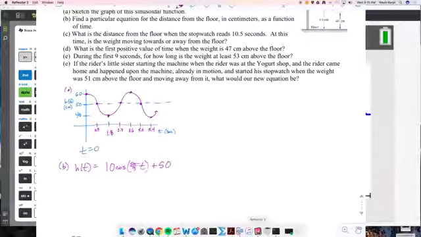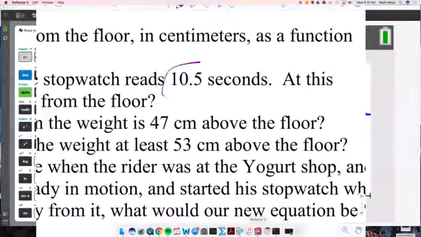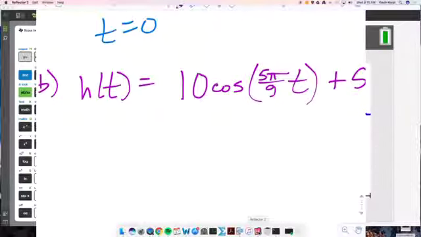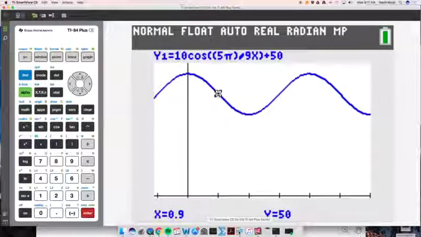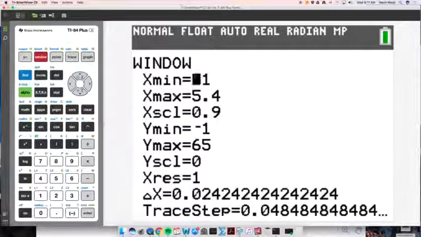So now A, B, C comes next. What is the distance from the floor when the stopwatch reads 10.5 seconds? Is 10.5 a t value or an h value? It's a t value. So remember, we show this on part C. We say h of 10.5. Now, I showed you yesterday how to do it from the home screen. You'd have to pick two values, like 10.5 and 10.51 or something. Does our window include 10.5 on our graph? No, I only go to 5.4.